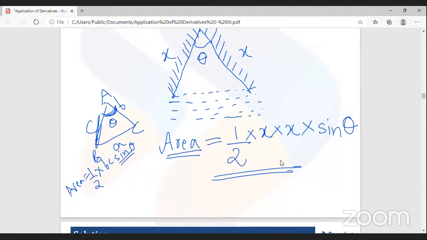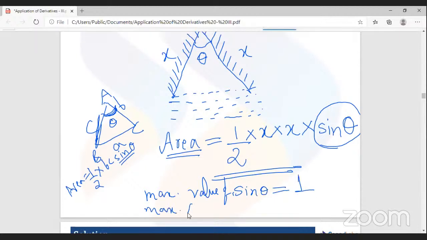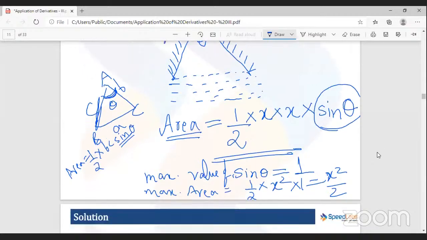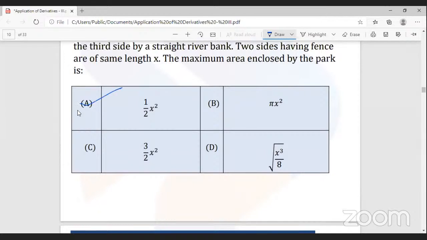Now just by looking at this, I can directly say that the maximum value of sine theta is 1. So the maximum area possible here is half into x square into 1, which is x square by 2. So the correct option here is A.